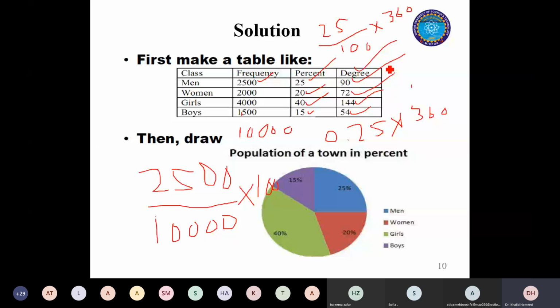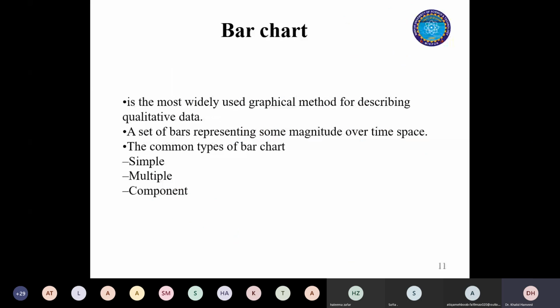Yes, sir. And now the second option: for example, if you have 2 variables, the second option you have is to go with a bar chart. A bar chart is the most widely used graphical method for describing qualitative data. It is a set of bars representing some magnitude over time or space. Commonly, you can have a simple bar chart, multiple bar charts, and component bar charts as well.